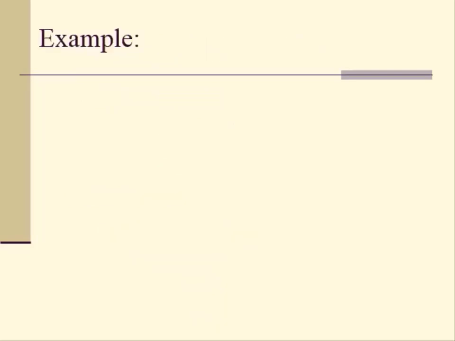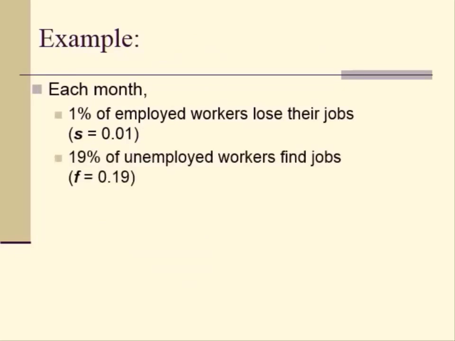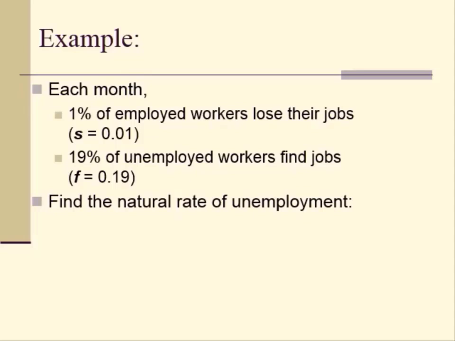Now let's look at an example. Suppose in each month, 1% of employed workers lose their jobs, and 19% of unemployed workers find jobs. Then the rate of job separation S equals 0.01, and the rate of job finding F equals 0.19. Based on this information, find the natural rate of unemployment, that is, the long-run equilibrium rate of unemployment. So why don't you take a moment, like half a minute or a minute, and try to solve this question.